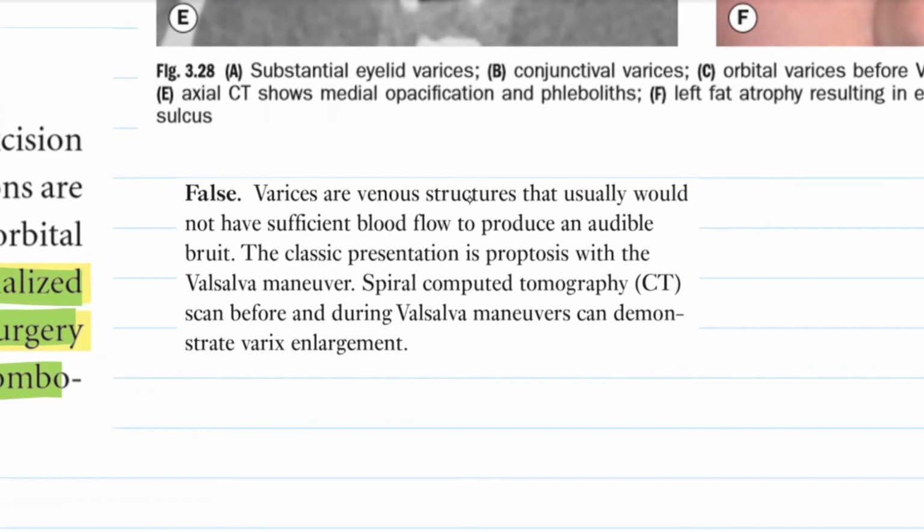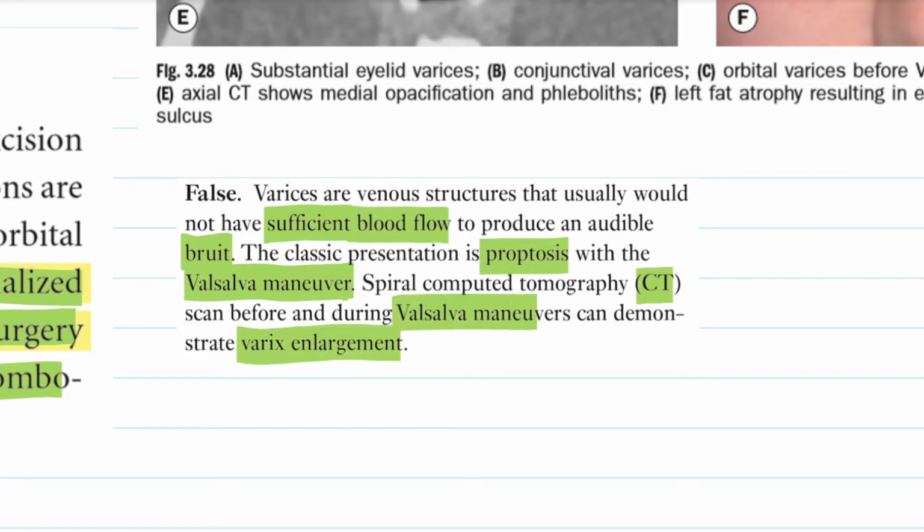The varices are a venous structure that usually would not have sufficient blood flow. They do not have sufficient blood flow. That's why there is no bruit. The classic presentation is proptosis with Valsalva maneuver. That is a key point. Then CT would show the demonstration of the varix enlargement during a Valsalva maneuver.